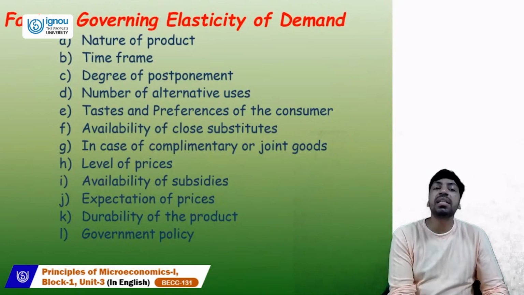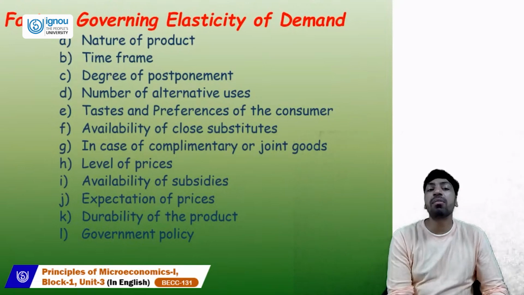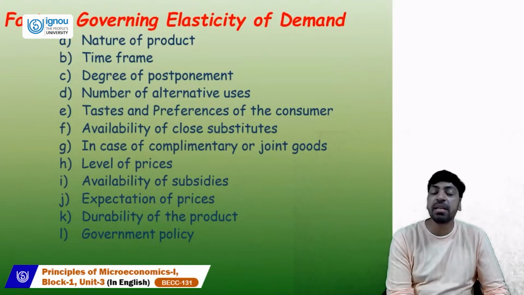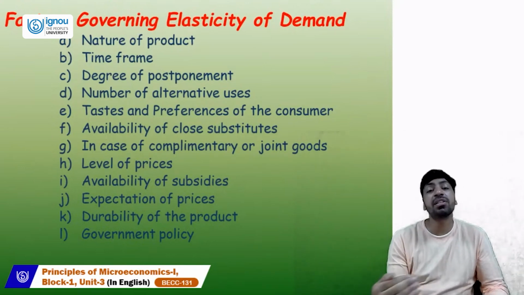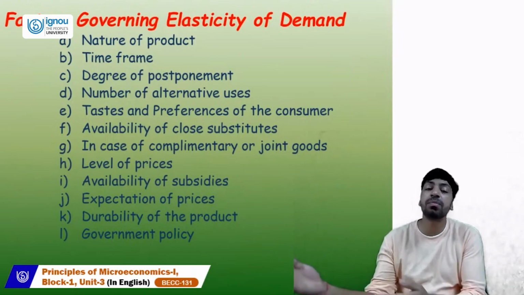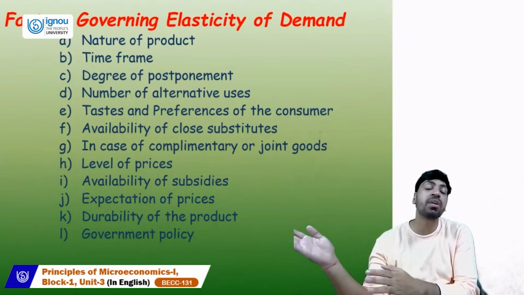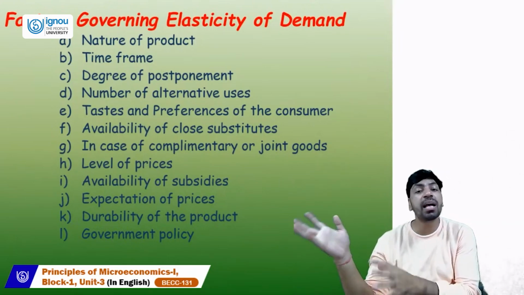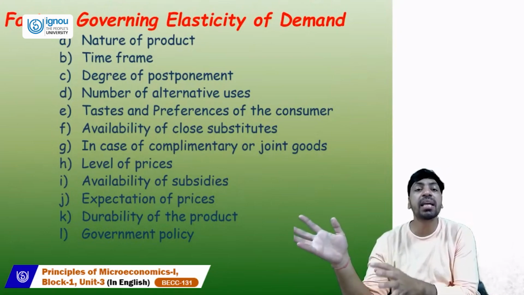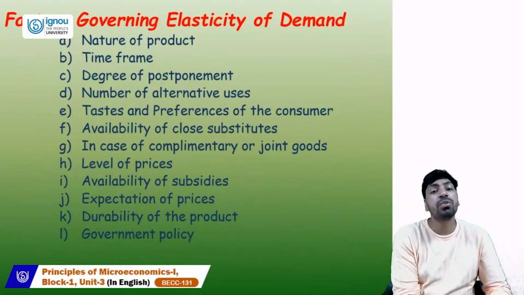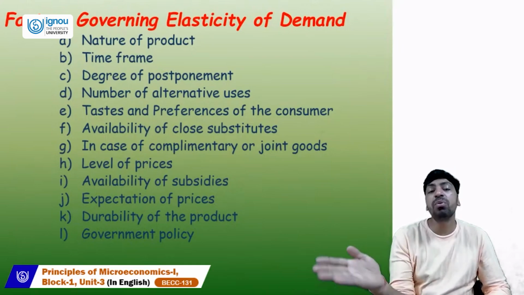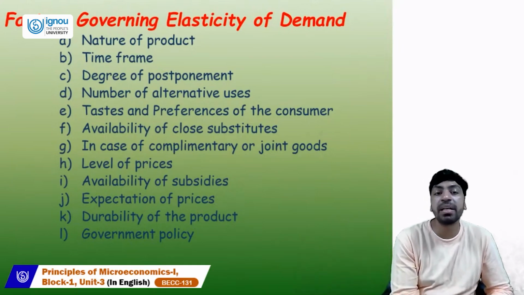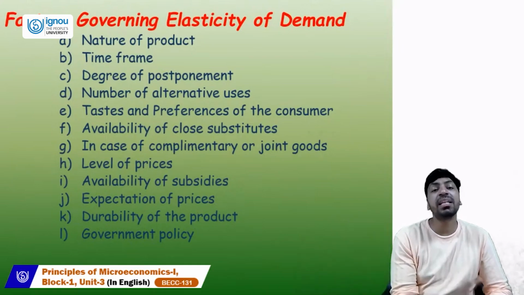The next one is degree of postponement. The more the postponement of any of the production process, or the production time, the more the elasticity of demand could be negative. So the more time of postponement taken, definitely the elasticity of demand would be negative.